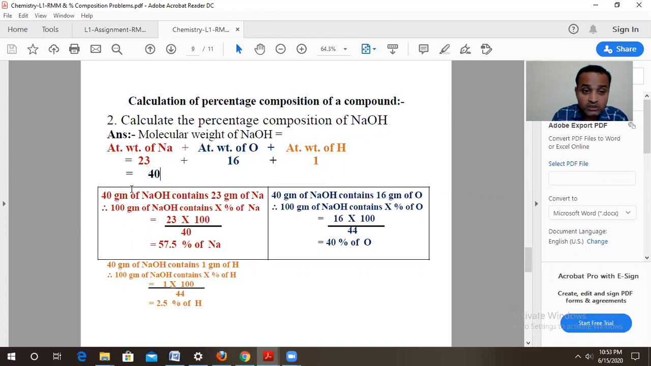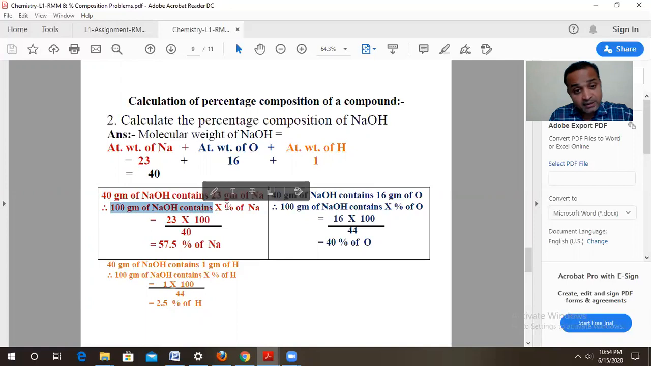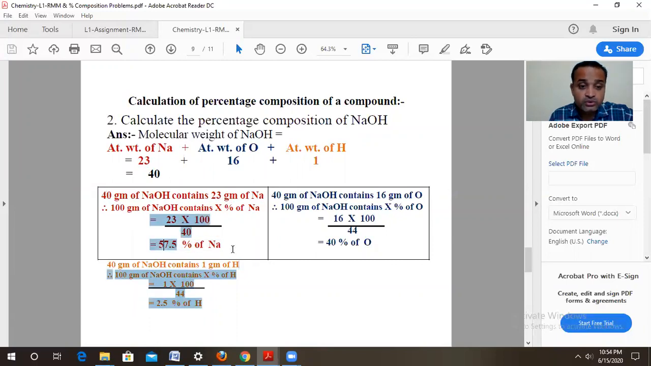So in this 40 grams, total is 40, there are 23 grams of sodium, 16 grams of oxygen, and 1 gram of hydrogen. Is it clear? So 40 grams of sodium hydroxide contains 23 grams of Na. Therefore, 100 grams of NaOH will contain x percent of Na. So 23 multiplied by 100 divided by 40, it is 57.5% of sodium.